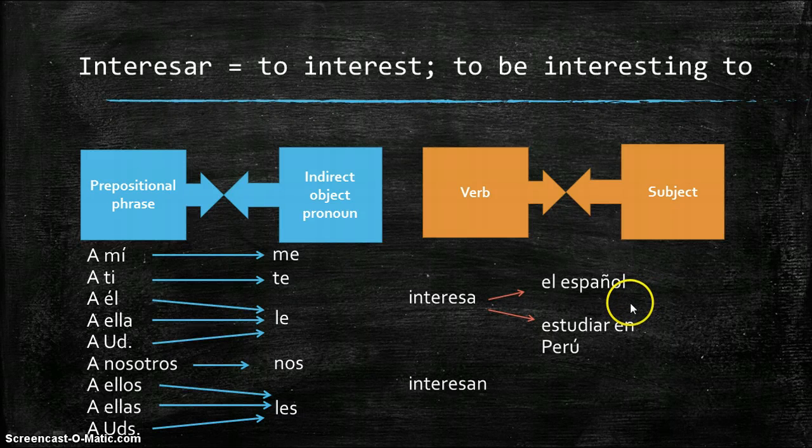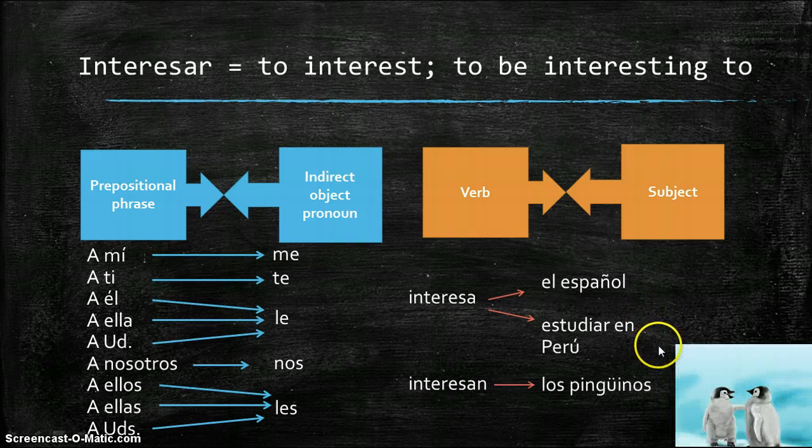A él le interesa estudiar en Perú. Studying in Peru is interesting to him, or he is interested in studying in Peru. A nosotros nos interesan los pingüinos. This is plural, so we will use the plural form.